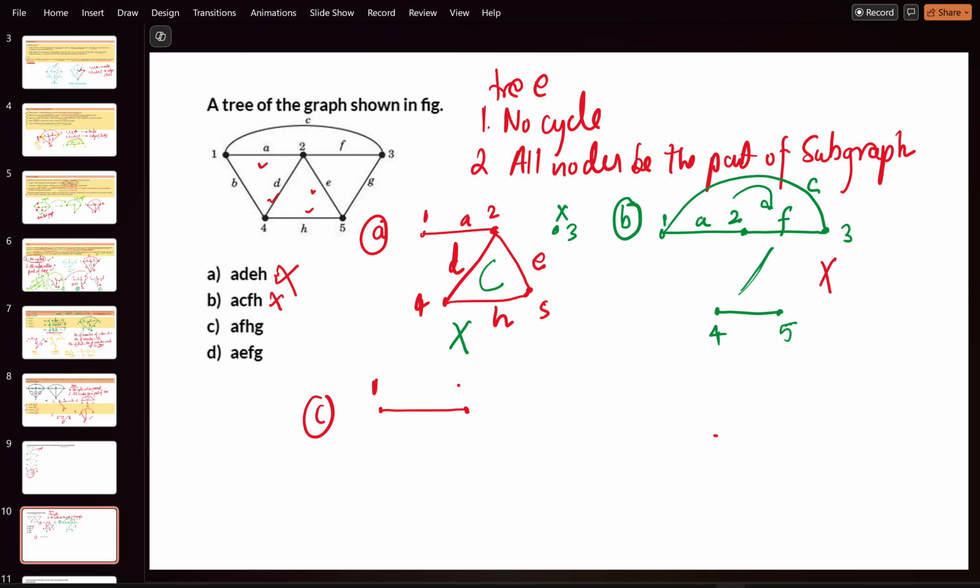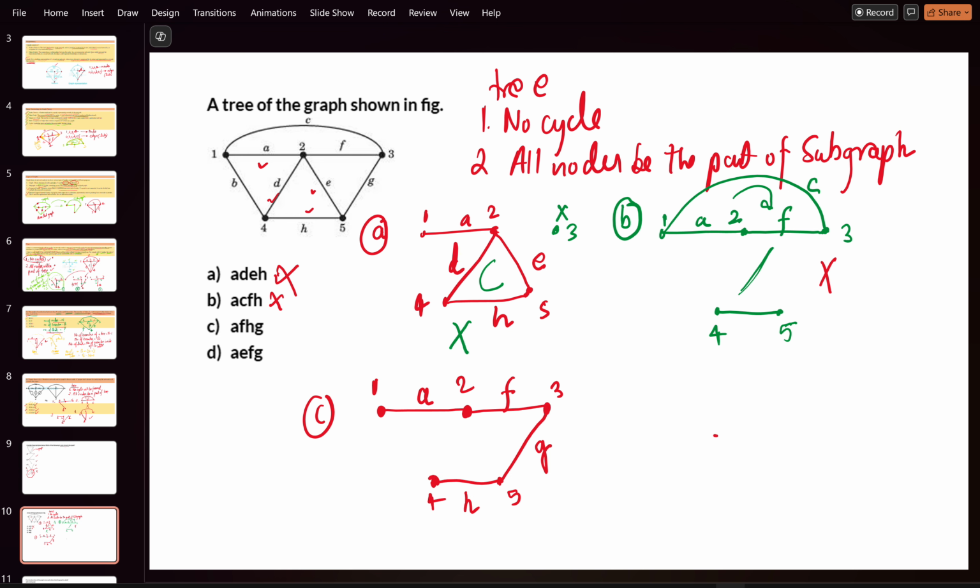Connection point between the 1 and 2, that is the A. F is between the 2 and 3, this is the AF. H is the connecting point between the 4 and 5, that is the H. And G is the connecting point between the 5 and 3. If you see in this, all nodes are part of this subgraph.